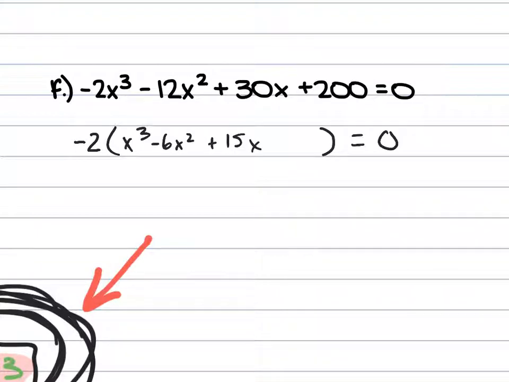No, wait, minus 15x. Isn't it plus 6x squared? Oh, yeah. Minus 15. Okay, plus, minus, and what is my last number? Negative.